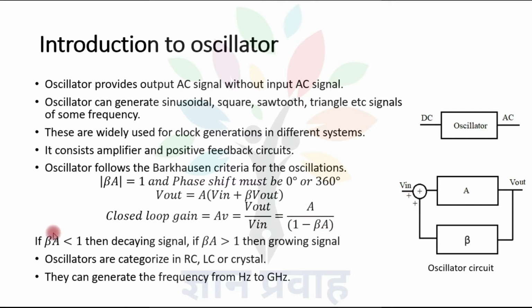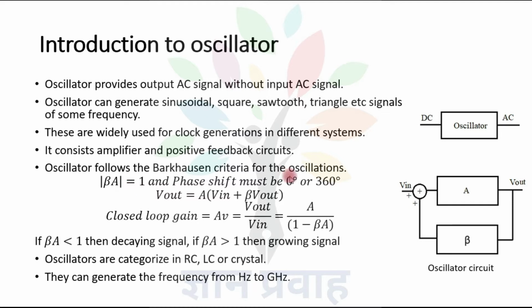If beta A is less than 1, then it generates a decaying signal. If beta A is greater than 1, then it generates a growing signal. So for sustained oscillations, beta A must be equal to 1. So that is the first condition of Barkhausen criteria.